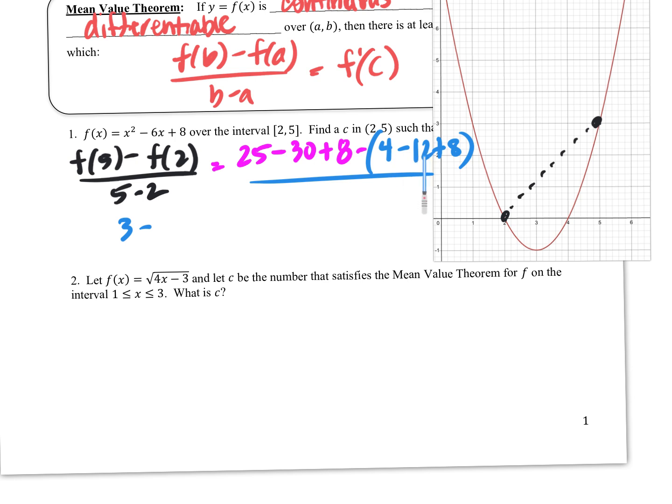Oh, see, Tom, it's not just you. 4 minus 12, negative 8 plus 8.